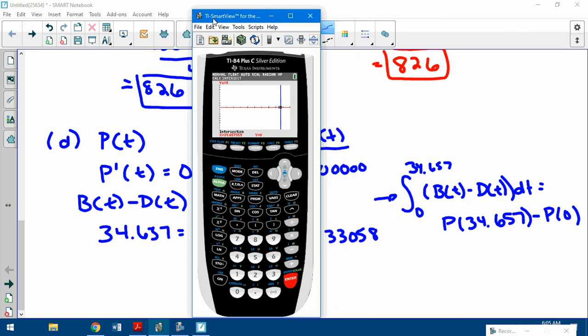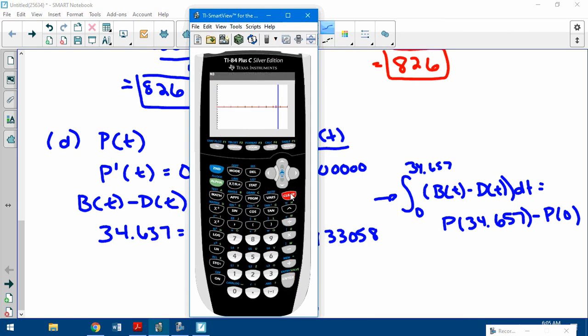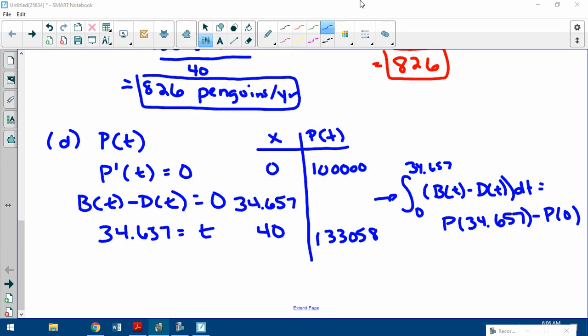Okay, so one more time, I need to do math 9. This time going from 0 to 34.657. B of t minus d of t. You can see why I put that in y1 now, so I don't have to rewrite that every time. Dx gives me that number, but then add over the 100,000, add over that p of 0 value. So 139,167.